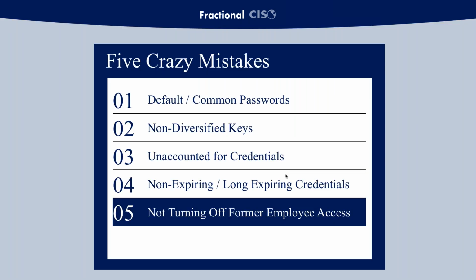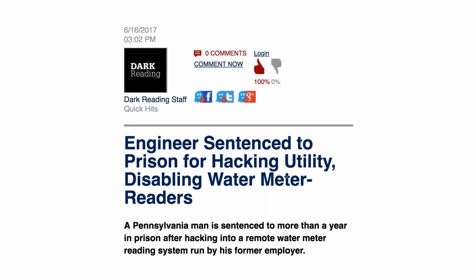All right, so now let's turn to our last topic, and that is not turning off former employee access. This is something that is pretty important, and yet not everyone seems to do it. Don't believe me? Look at this guy. Engineer sentenced to prison for hacking utility and disabling water meter readers. This happened last year.